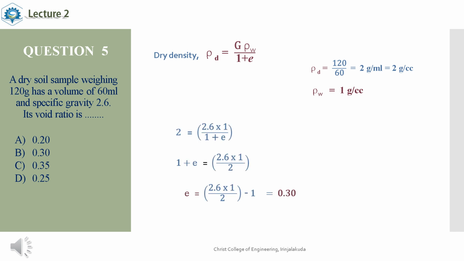Now you can substitute in this equation in order to find the void ratio. Void ratio e is unknown in this equation. G is already given, it is 2.6. By simply substituting in this equation, you can find out the value of e, and it is obtained as 0.3. Our option B is 0.3, hence our answer is option B.